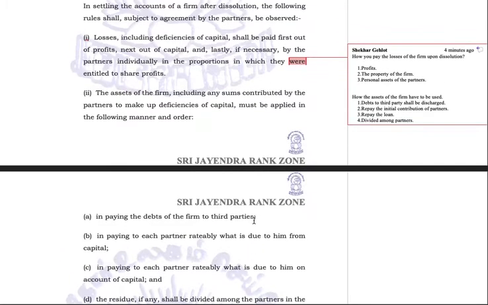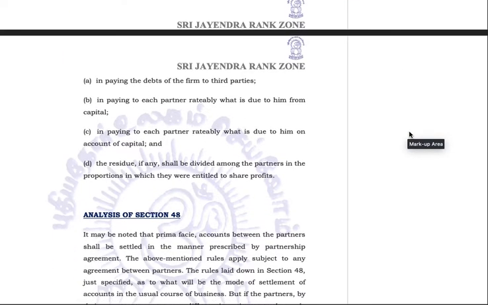So this is how you have to repay the losses. First out of the profit, then after selling the property of the firm, then you will run against the personal assets. And this is how you have to utilize the assets of the firm. First of all, debts to the third party. Then the initial contribution of the partners. Then the loan to the partners, then divide among the partners.